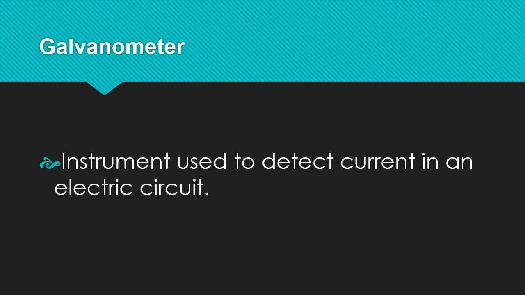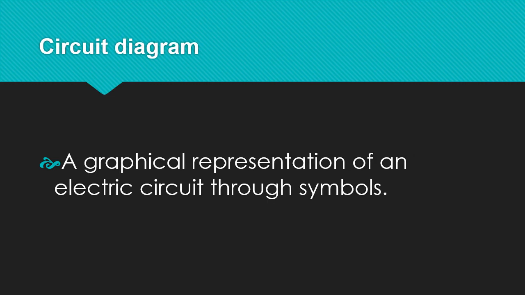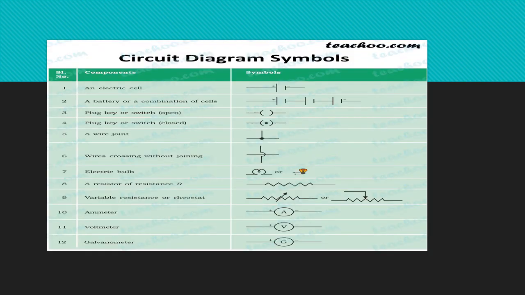Galvanometer. Galvanometer is an instrument used to detect current in an electric circuit. Circuit diagram. A graphical representation of an electric circuit through symbols is called a circuit diagram. These are the symbols of some commonly used components in a circuit diagram.